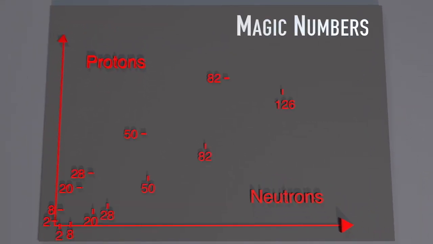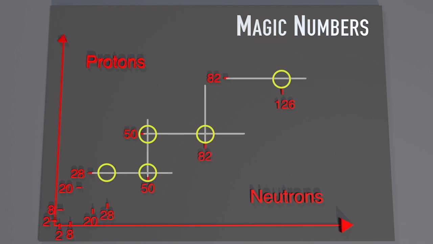Magic numbers. Looking at the difference between the semi-empirical mass formula and experimental data, the so-called magic numbers 2, 8, 20, 28, 50, 82, and 126 are of particular interest. If both Z and N are magic, the nucleus is called doubly magic, and the nucleus is particularly stable. Magic lines connect these doubly magic nuclei, where either the number of neutrons or of protons is a magic number.